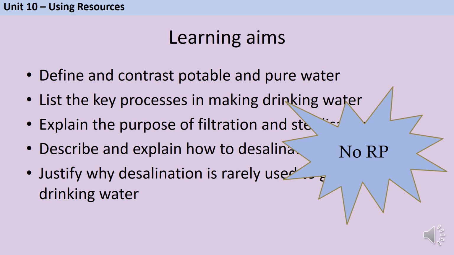You should be able to list the key processes in making drinking water, explain the purpose of filtration and sterilisation, describe two methods of desalinating water and explain how to do these, and be able to justify why desalination is rarely used to produce drinking water. We're not going to go into the required practical that comes up in this part of the unit, that will come in a separate video.